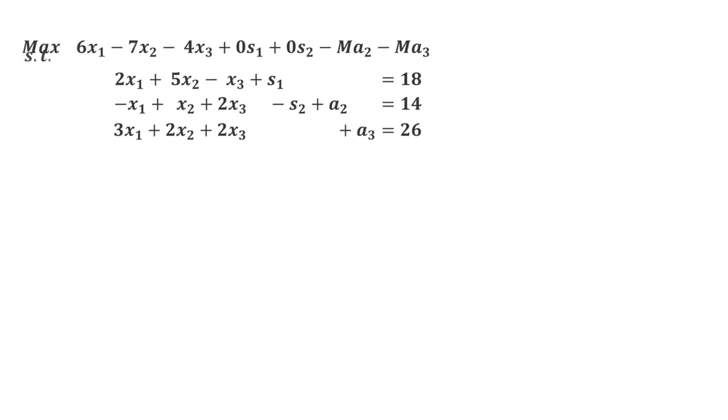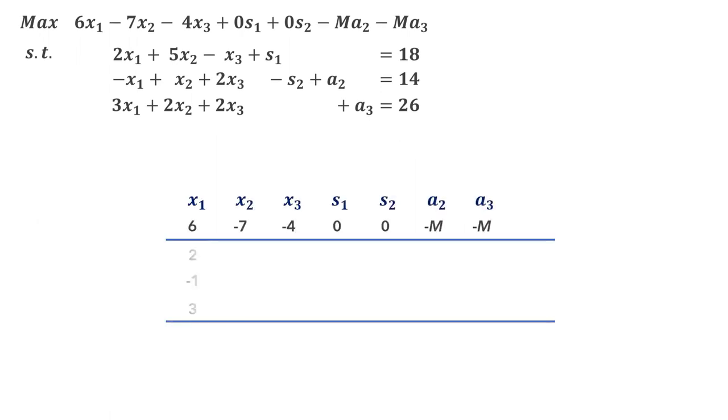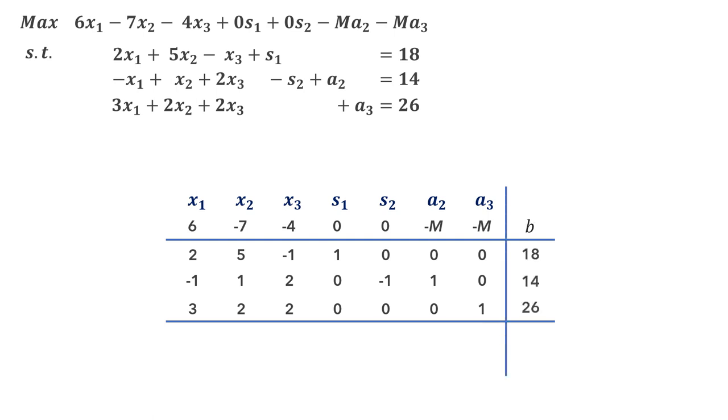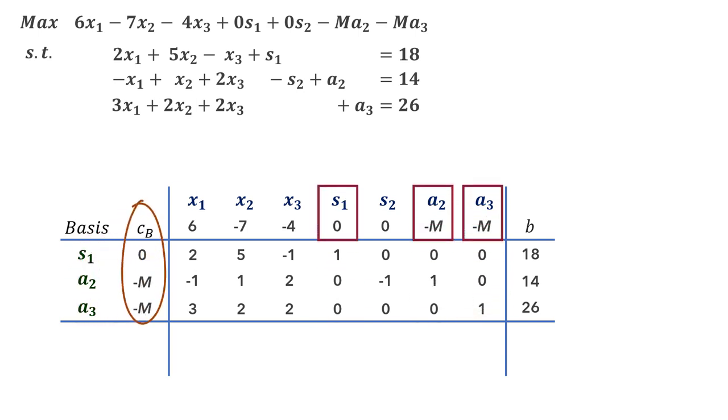We begin by setting up the tableau with the objective coefficients, followed by the coefficients in the constraints, then their right-hand sides, that we call the B column. The basic variables will be the ones with unit columns, the ones that have a coefficient of 1 in one of their rows, while the coefficients of the other basic variables are zeros on that row. So S1, A2, and A3 will be our initial basic variables, and we'll list the objective coefficients in the CB column here.